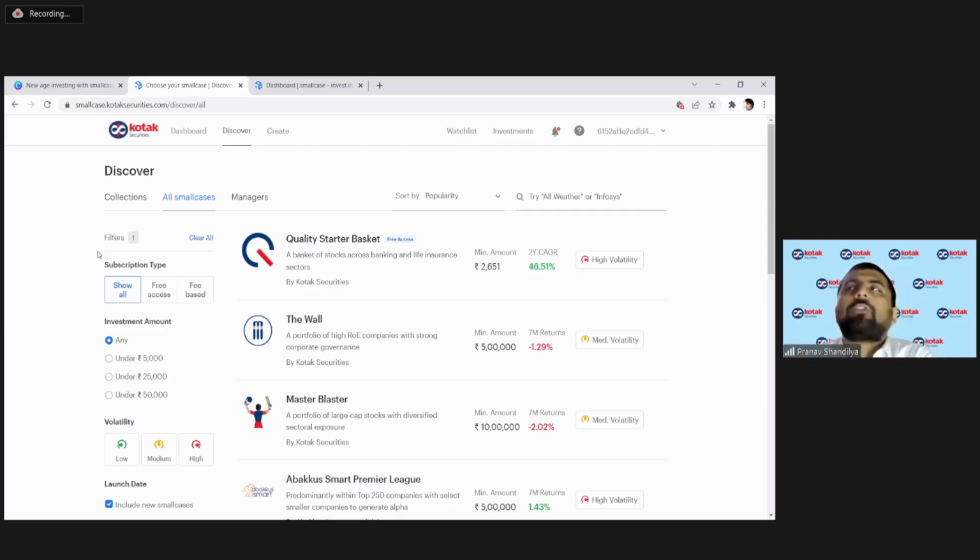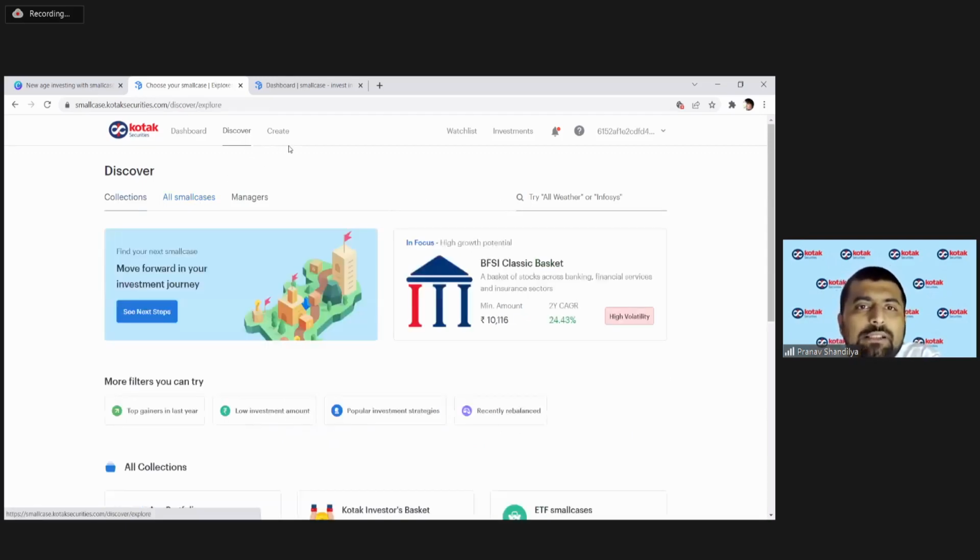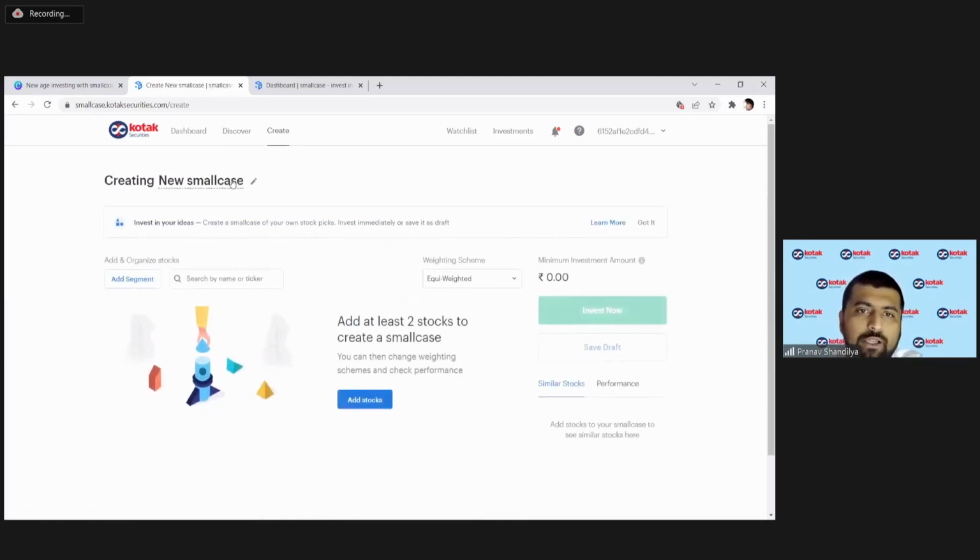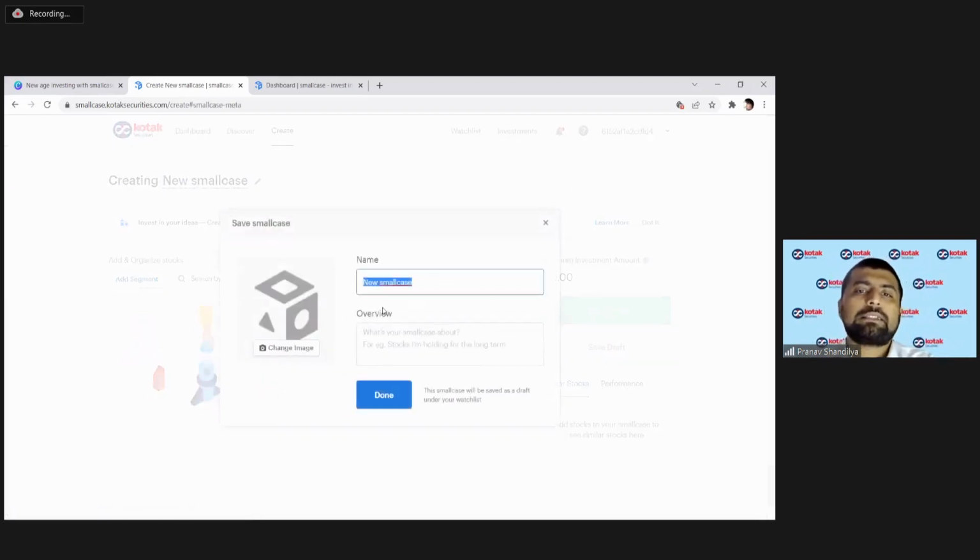So if we as investors want to curate our own basket, next to discover, you will find something called the create option over here. Before you create a smallcase, you can give any name to your smallcase because you are designing this particular smallcase. For example, if I want to design a smallcase right now, looking at the market condition, I'm going to name my smallcase as balanced smallcase fund, something like this.